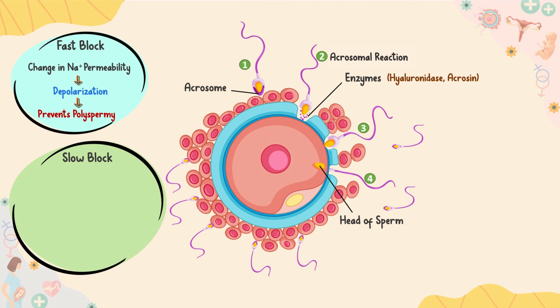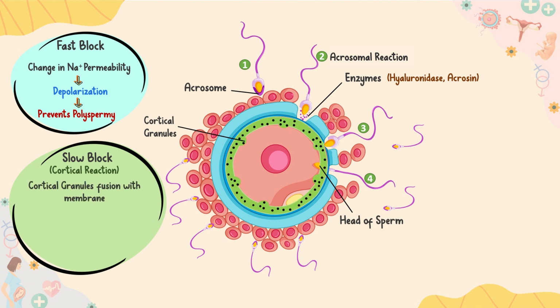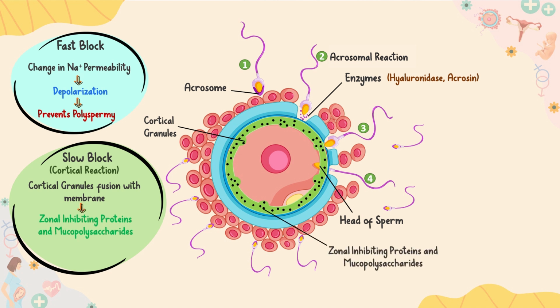Now the slow block is also known as the cortical reaction. What happens here is that the cortical granules that lie immediately below the oocyte plasma membrane fuse with the membrane and release zonal inhibiting proteins and mucopolysaccharides into the space between the plasma membrane and the zona pellucida.